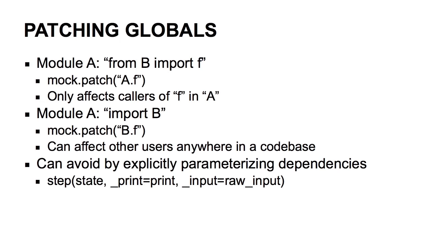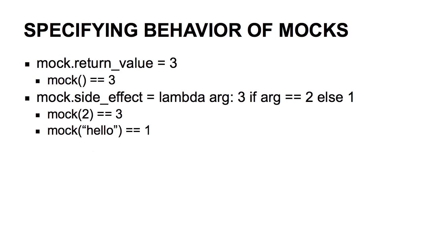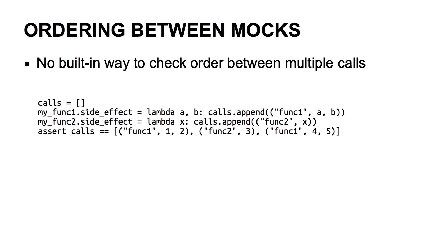We could avoid the patching by explicitly parameterizing the print and raw input functions so our test can pass in stubbed out versions. This can sometimes be useful, but it's tedious and it requires us to clutter our functions with testing-only parameters. As for specifying the behavior of mocks, it's not always straightforward. We can assign to the return value attribute of the mocked function in simple cases, but if we need to return different values based on the inputs, we have to assign a function to a special side effect attribute and explicitly check the arguments. Lastly, it's not very easy to ensure the order of calls to our mocked functions.